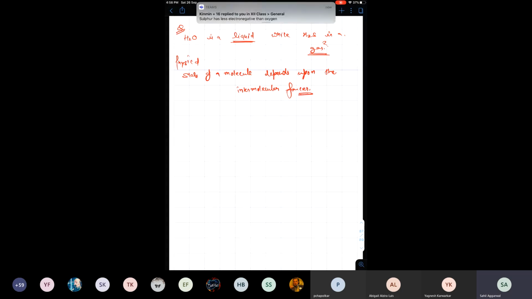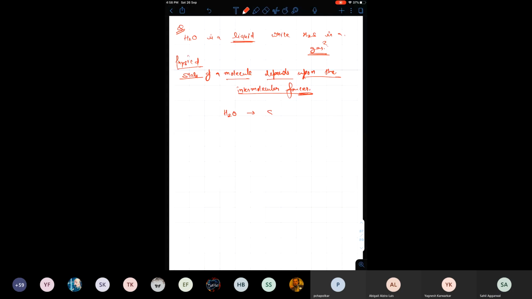No, here electronegativity will not work, at least not directly. You can say oxygen is more electronegative, so it will form hydrogen bond, but that will be a long route. You simply have to say that the physical state of a molecule depends upon the intermolecular forces. Water has stronger intermolecular forces, that is hydrogen bond, and H2S has weaker intermolecular forces.